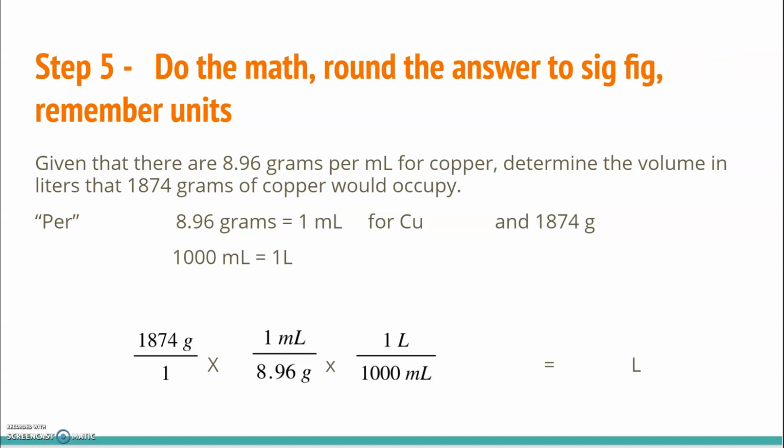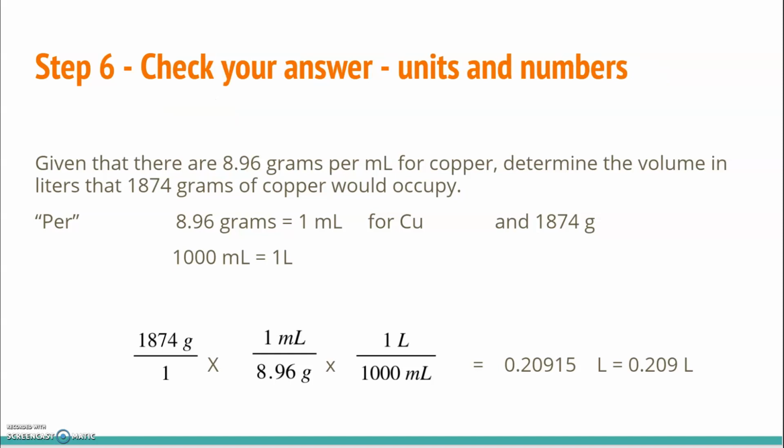So now we get out our calculators and we're going to do the math. 1,874 divided by 8.96 and then divided again by 1,000. Notice I skipped all these ones because multiplying or dividing by 1 just gets me the same number. So what does that give me? 0.20915 liters. But I've got to round it to the correct sig figs. How many sig figs? There are 4 here. I skip all these ones. 8.96 has 3. And this is a definition, so I don't include any of these numbers. So I have 4 here and 3 here, which means I can only have 3 in my answer. So 0.209 liters.